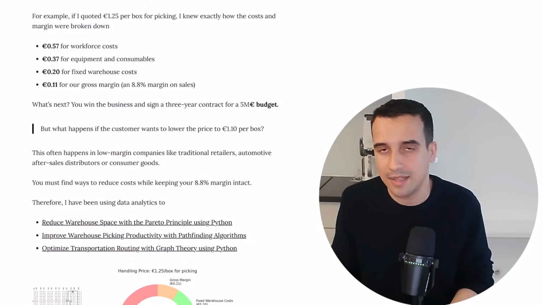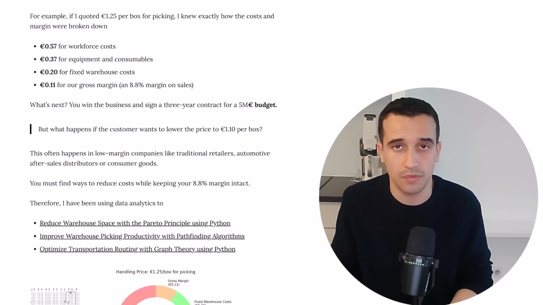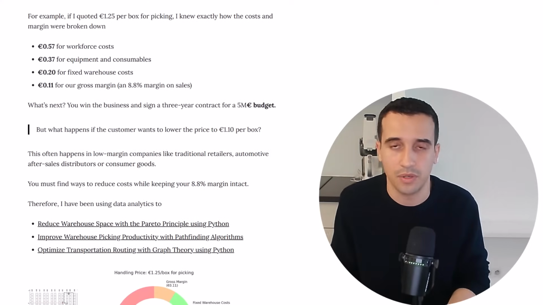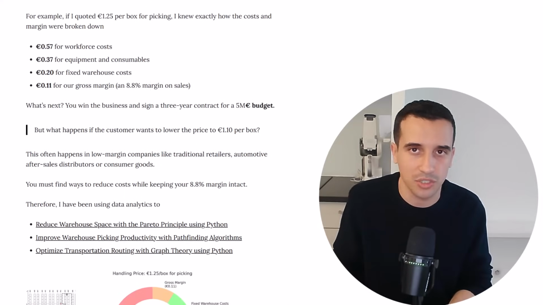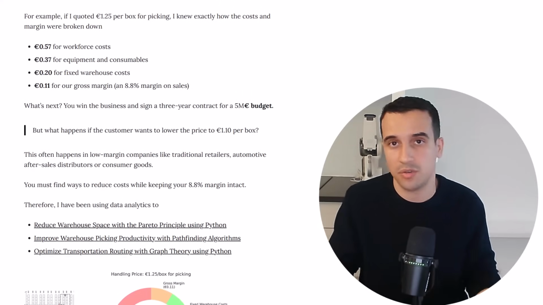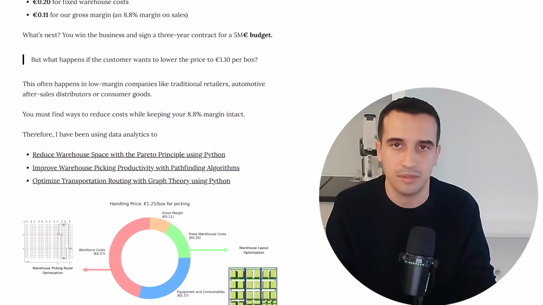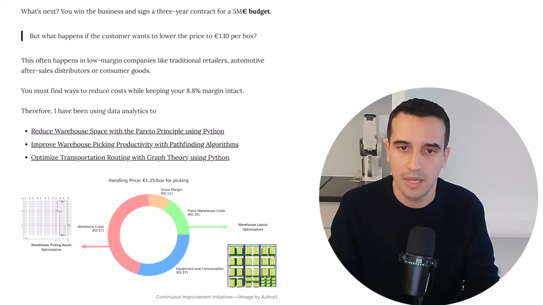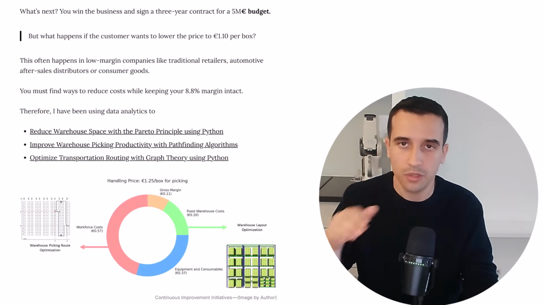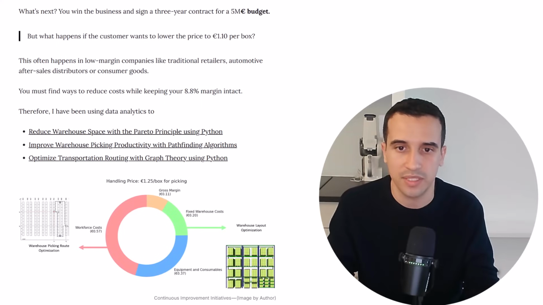Then what happens? At the end of the contract, or sometimes in the middle of the contract, the customer comes back and asks for a rebate or a price correction or a price reduction. And this is where you have to find some optimization. So for instance, I gave you some examples. Let's come back here to our handling price of 125 per box, right?